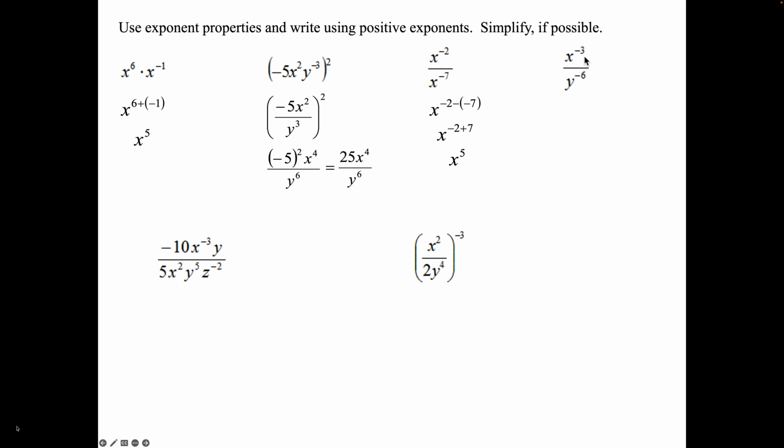Here, bases aren't the same, so all we're going to do is get rid of the negative exponents. x to the negative 3, we'll put x cubed on the bottom, y to the 6th on the top, and we cannot simplify it any further.